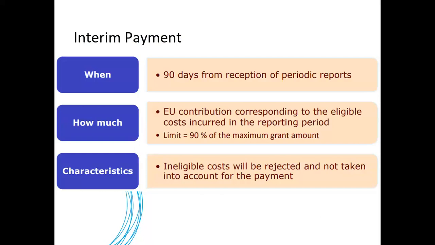However, you will not receive more than 90% of the maximum grant during any interim payment. And as I mentioned, this is based on the eligible costs which have been submitted in your reporting. Any costs which are not eligible will be rejected, and they will not be taken into account in this payment.